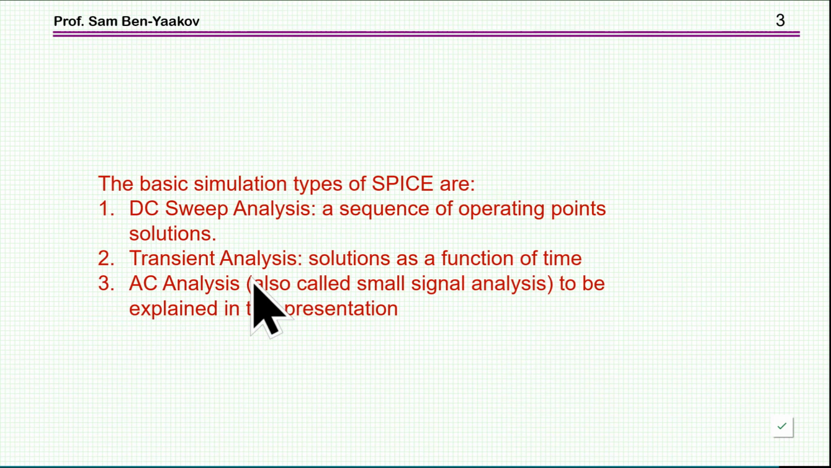Now, the basic simulation types of SPICE include DC sweep analysis. This is a sequence of operating point solutions. That is, there is some source which is sweeping, the voltage is changing, say if it's a voltage source, and for each point the operating point is calculated and then can be drawn. So this is a DC sweep. Transient is a solution as a function of time, and this can then be drawn as a function of time, like voltage developing in a transient or whatever.